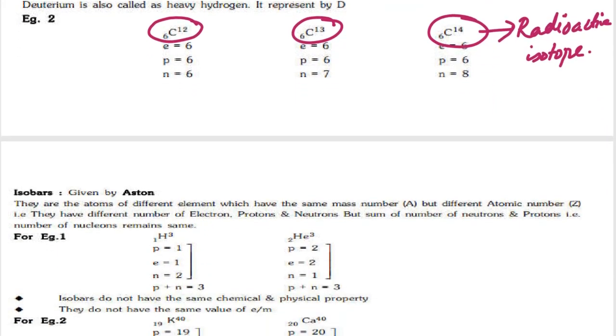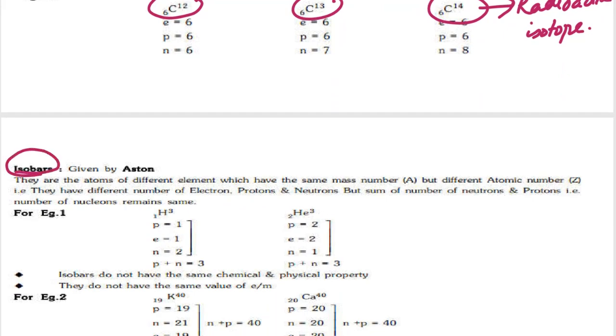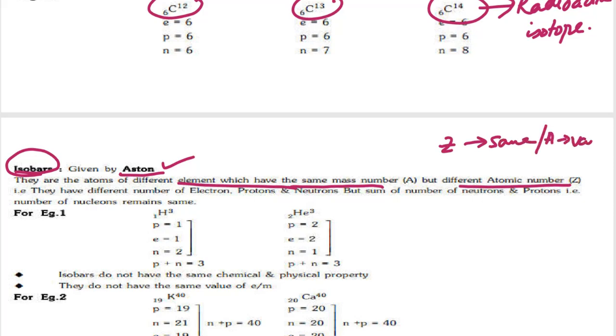The next term is isobars. This word was framed by the scientist named Aston, and these are the atoms of different elements which have the same mass number but different atomic number. This is exactly the opposite of isotopes. There, your atomic number Z was the same; in the previous case Z was the same but A was varying. But here in this case Z is different, atomic number is different, but your mass number is the same.